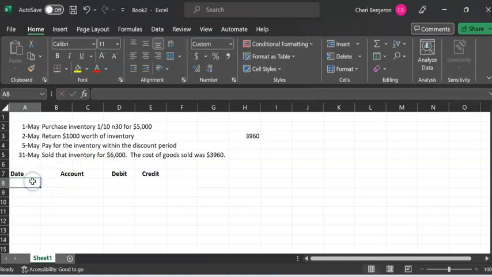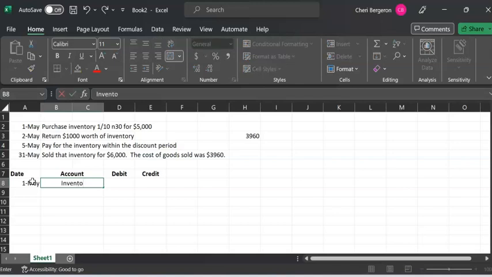Alright, so on May the 1st, I got some inventory. So inventory goes up with a debit, and accounts payable is a liability, and so it goes up with a credit.